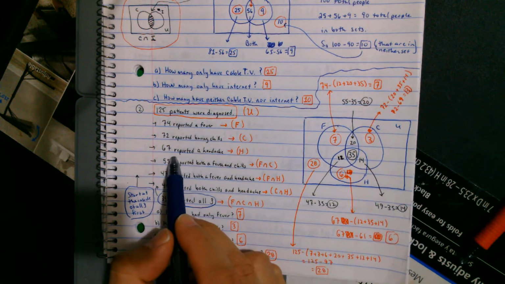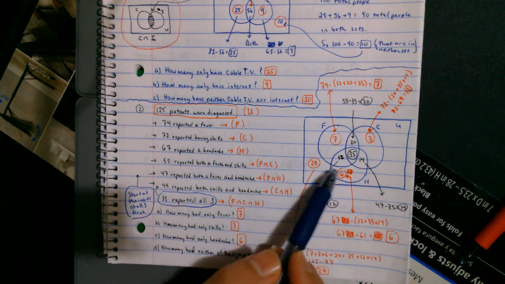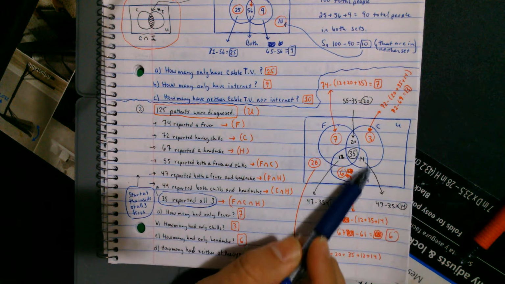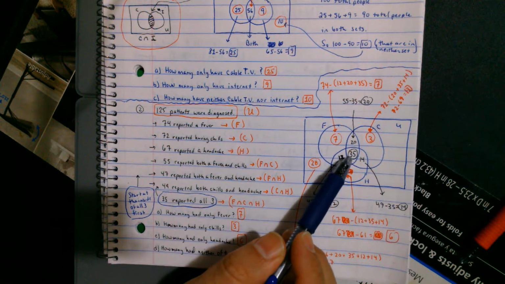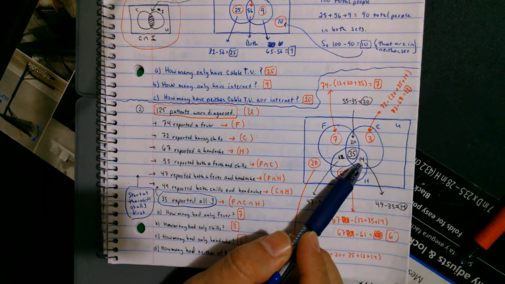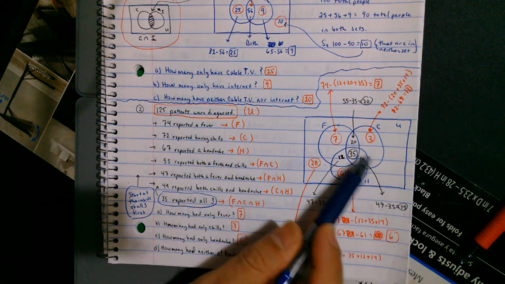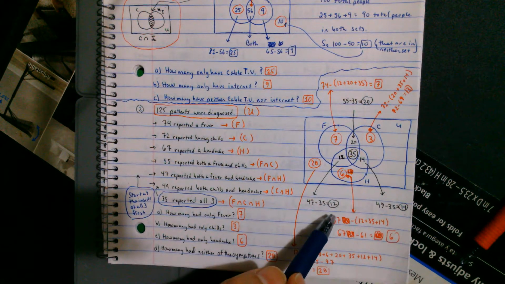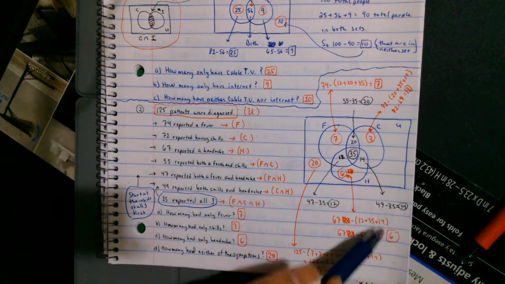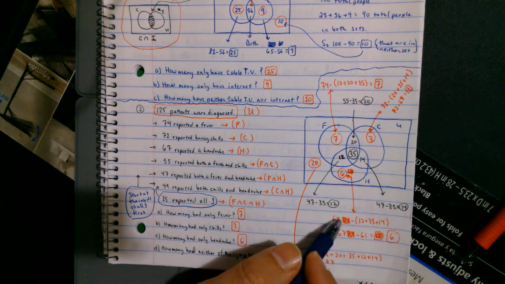Then you work your way out and say, look, 67 reported a headache. That means that 67 total people live in the circle. Well, if I have 12 plus 35 plus 14, that's 61 people. This whole thing has to have 67, so 67 minus 61 leaves the difference.